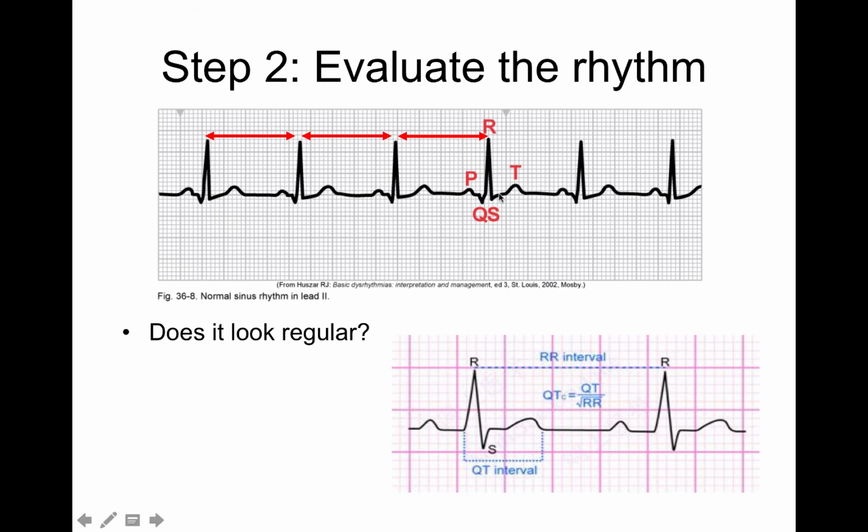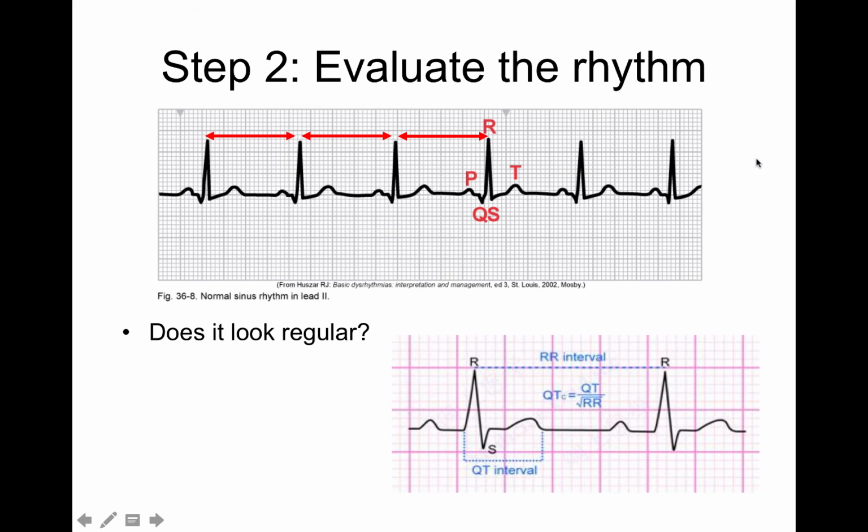You can print out another strip right here, and what you want to do is actually mark on the paper. Typically, I use the border of the paper. If I tear off a piece of EKG tracing, I'll measure from here to here, look at that distance, and then take that and measure the next distances to see if they pretty much match up.